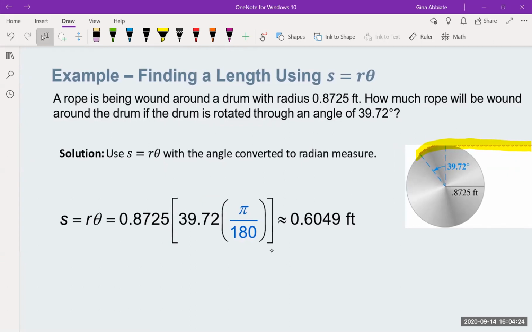So again, just using our formula, arc length is radius times central angle. They have the radius listed here. This measurement is in degrees, so they're converting it to radians, all in the same calculation. Plug that into your calculator and you'll get this length of rope that's wound around.